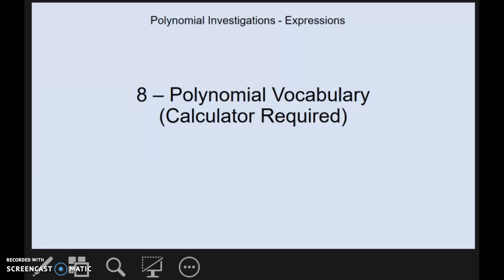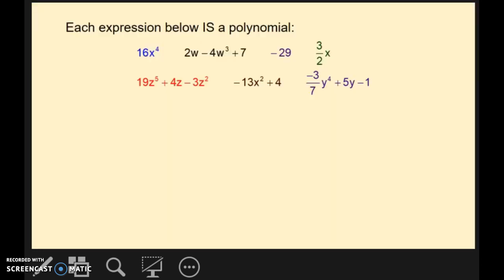In this video, we are going to look at different vocabulary of polynomials. These vocab terms are going to be extremely important for us to be able to complete the rest of the unit. So the first thing that we're going to be looking at is what is a polynomial anyway? These expressions below here, all of them, are polynomials.